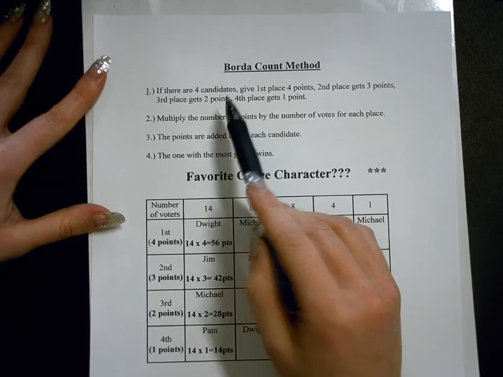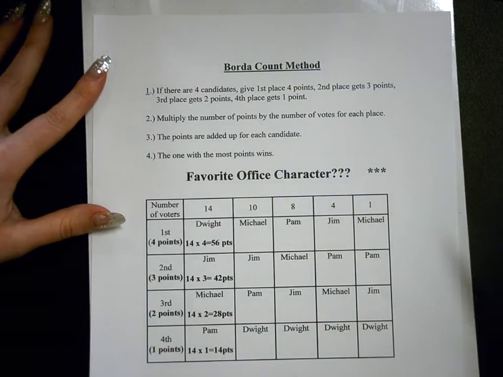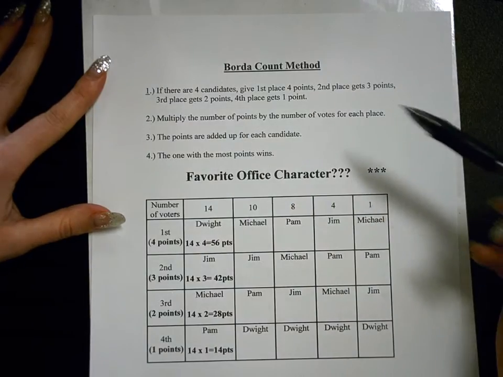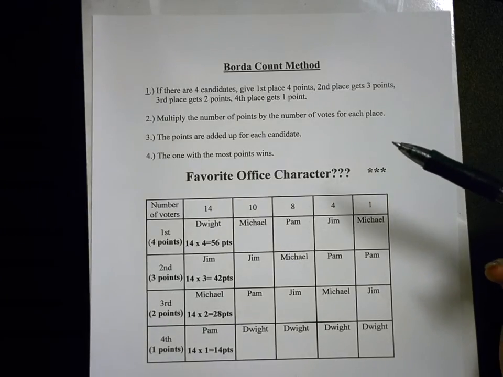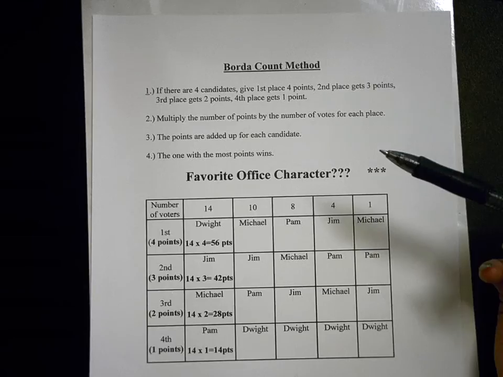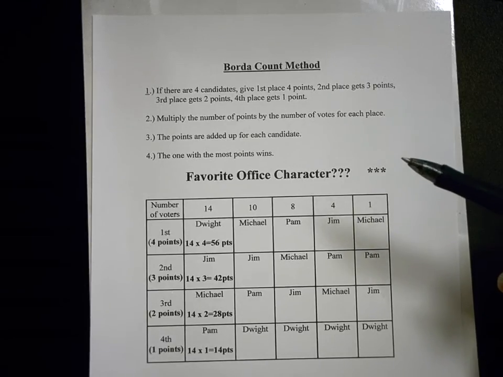Now let's say you're dealing with 5 candidates. Well, if you're dealing with 5 candidates, whoever's in first place would get 5 points. Whoever's in second place would get 4 points. Whoever's in third place would get 3 points. Whoever's in fourth place would get 2 points. And whoever's in last place would get 1 point.